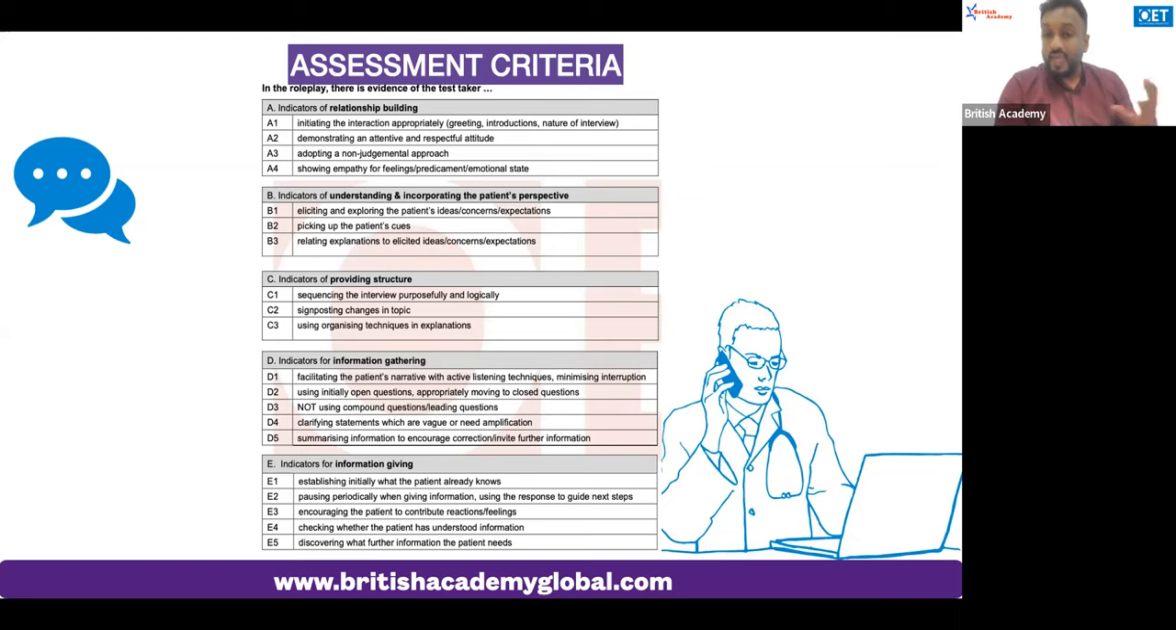Information gathering, I told you, gather as much information as possible. You have to use active listening techniques wherein you listen and minimize your interruptions. Many times it happens that we are ready with the dialogue. Sometimes we look at the role play card and feel, oh, this is such an easy task. I can speak on this. My experience comes from this department. I handle patients every day. So let me go ahead and nail it.